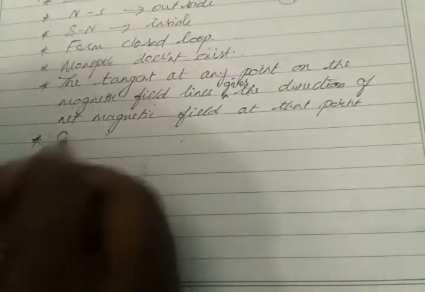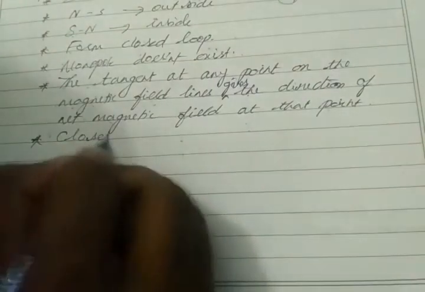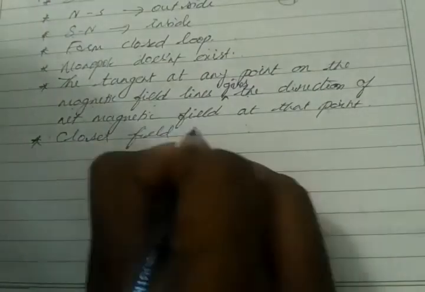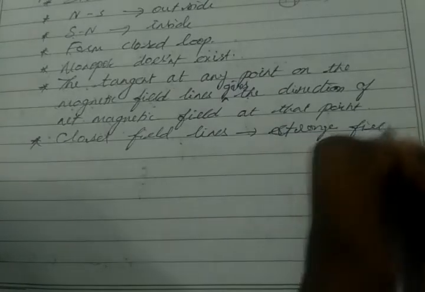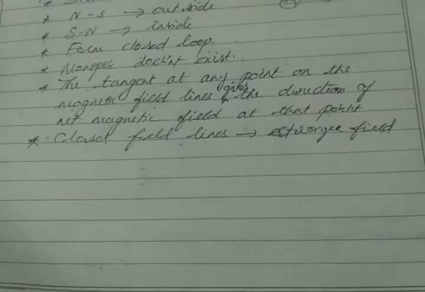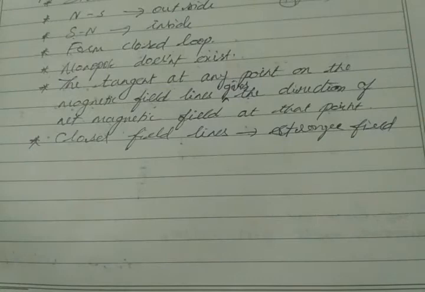Next property: closer field lines, stronger field. All these properties we studied in electrostatics. So closer field lines, stronger field. For example, we have magnetic field lines like this.